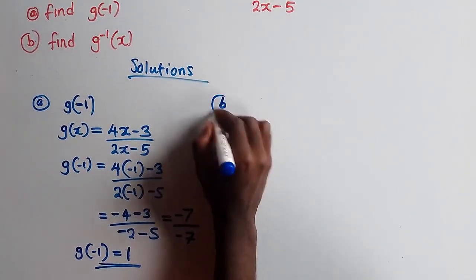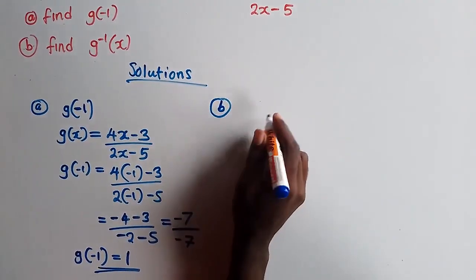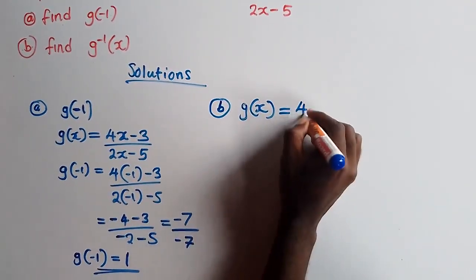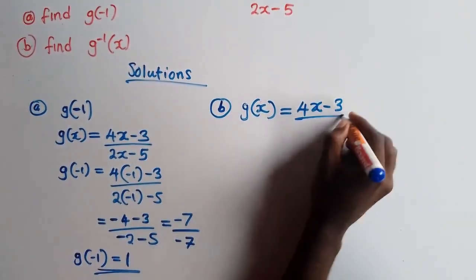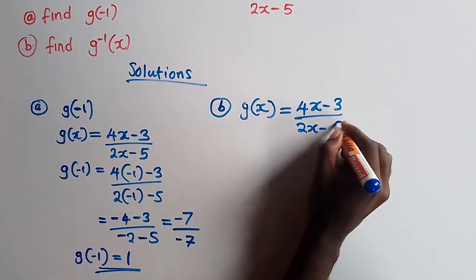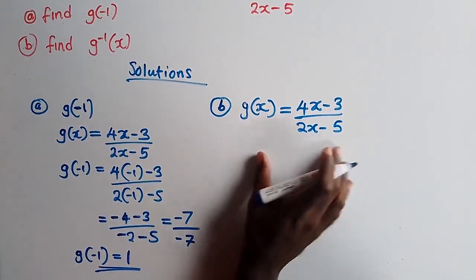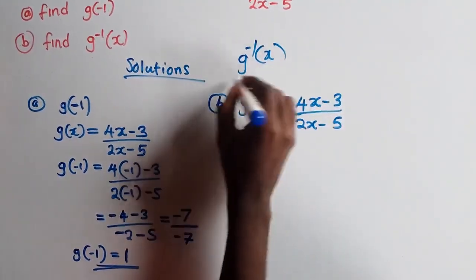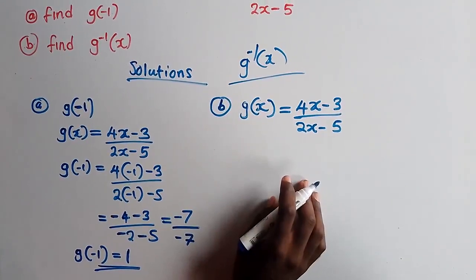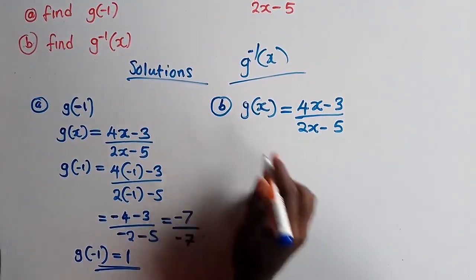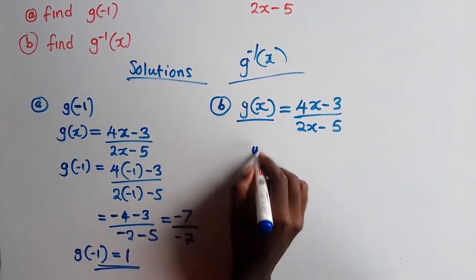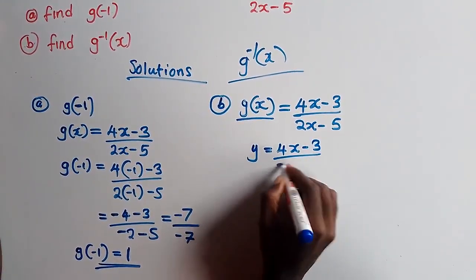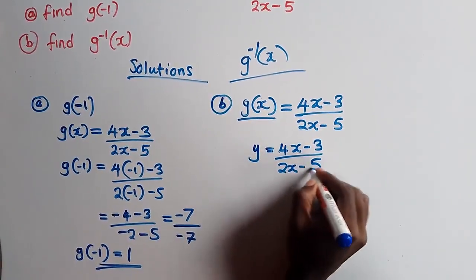I move to B. In B, I'm told to find the inverse of g. So this is the function. I'm told to find g inverse of x. So I told you that here you need to put y. So y is equal to 4x minus 3 over 2x minus 5, like this.